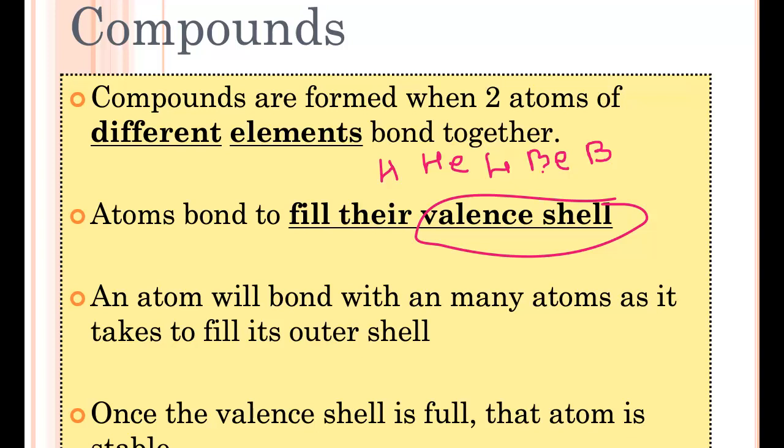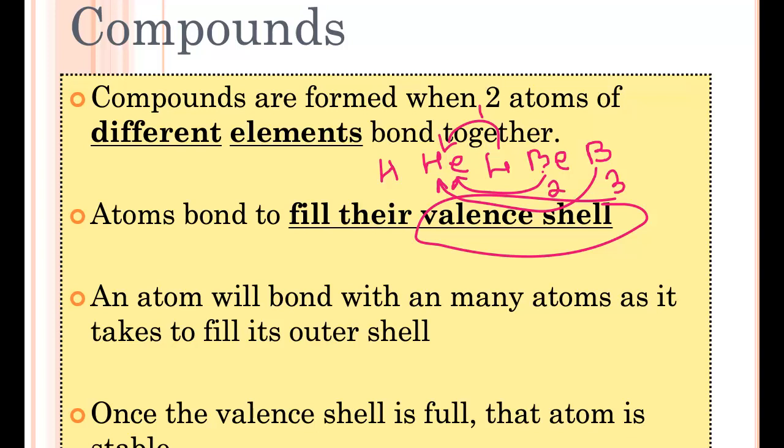These guys here are going to try to make a 2 because hydrogen is trying to lose an electron and become a proton. We'll get to that later. Lithium is going to lose 1 electron and become like helium. Beryllium is going to lose 2 electrons and become like helium. And boron is going to lose 3 electrons and become like helium.